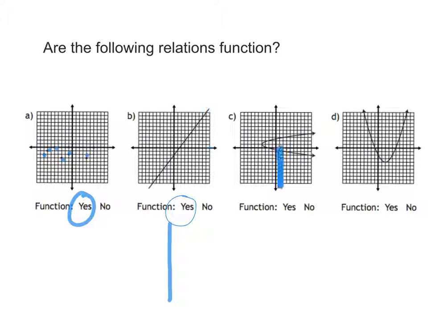But if we go to the next one and we put that vertical line on there, then you can see that there are times when the graph is touching that vertical line twice at the same time. That tells you that it's not a function. So the vertical line test is a quick way to tell when you're looking at a graph whether or not it's a function. This one is not.